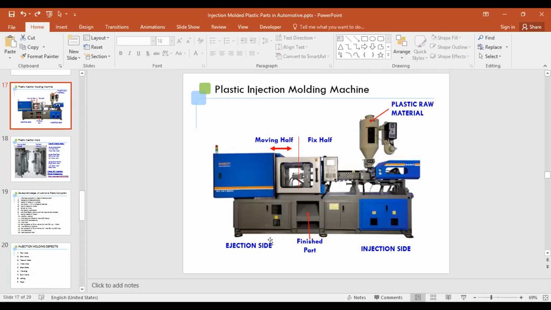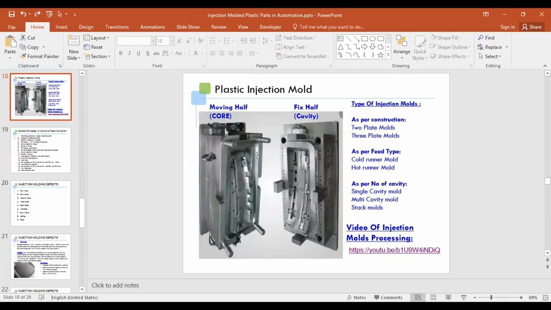This is an example of a molding machine. This is one example of a mold. This is called the moving half and the fixed half. The fixed half generally produces the A surface, and the moving half produces the B surface.